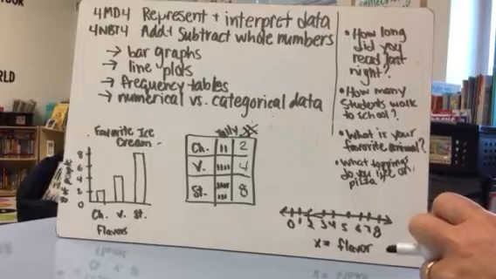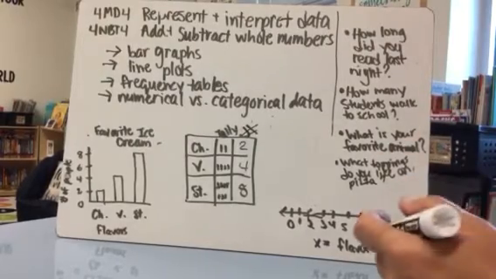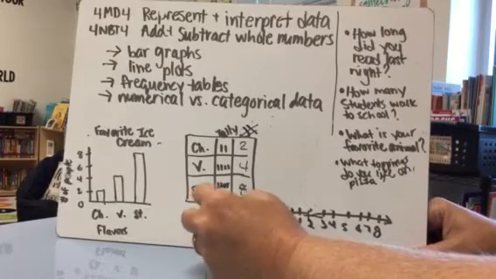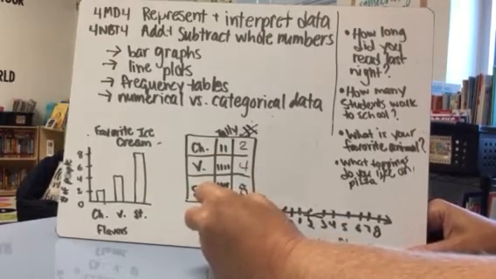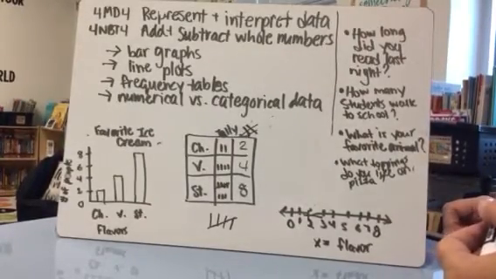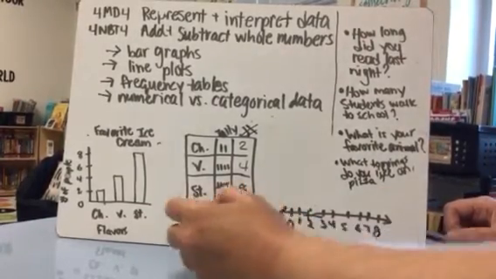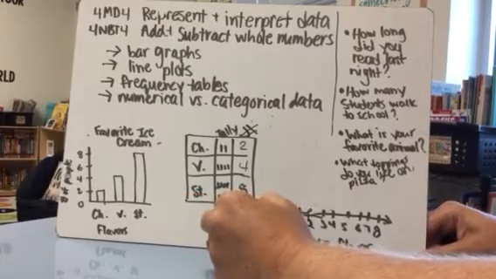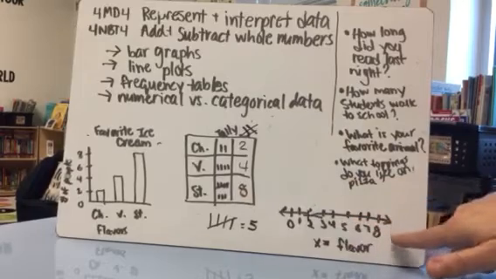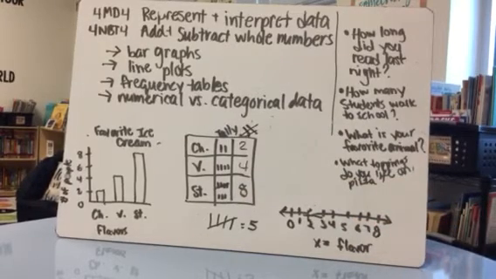So students will need to know the tally system of 4 tallies, and when you get a 5th, you make a group of 5. Single tallies just represent 1. This equals 5. Okay. Then if you hop over here to this type of graph, it's called a line plot.